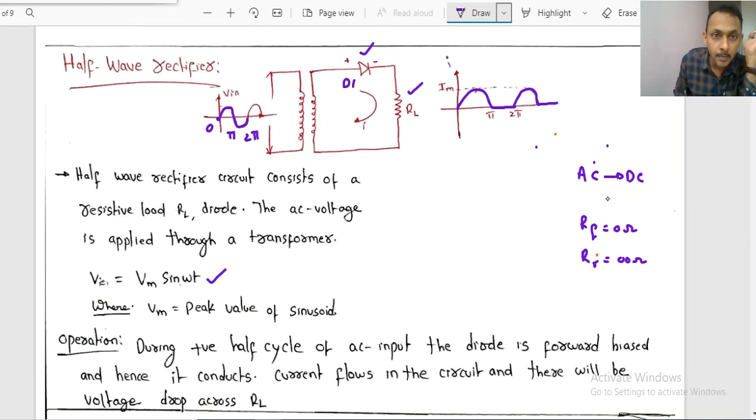Here, this Vm represents the peak value. Vm is the peak value, right?